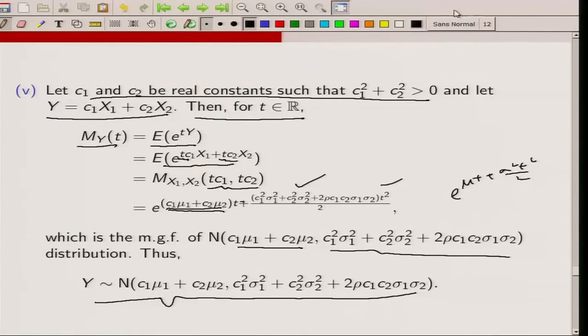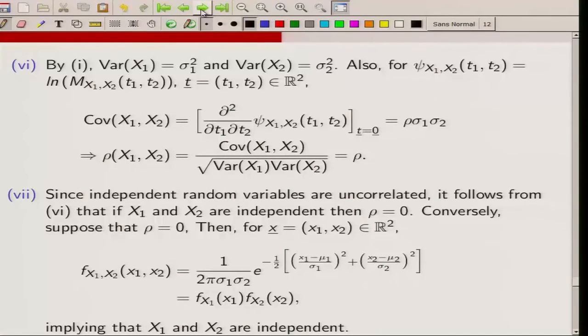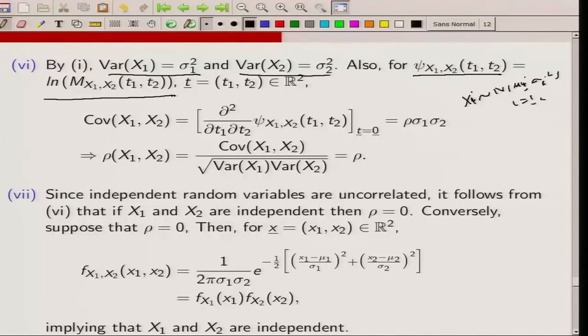Now, we will see that the converse is also true: if you have a random vector such that all its linear combinations have a univariate normal distribution, then the joint distribution would be bivariate normal. Let us try to see what is, because we have already seen that X1 is normal(mu 1, sigma 1 square). In fact, we have seen Xi is normal(mu i, sigma i square) for i equal to 1 to 2. So, variance of X1 is nothing but sigma 1 square, variance of X2 is sigma 2 square. Now, let us look at psi of X1 X2, which is log of M_X1X2(t1, t2).